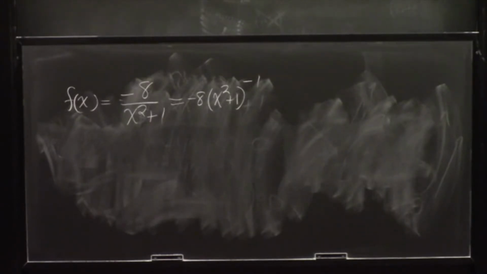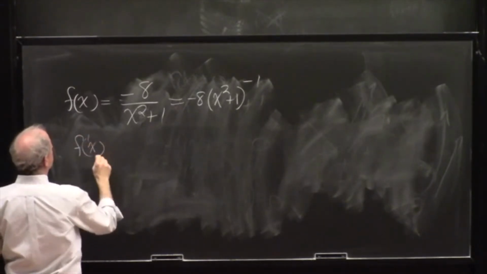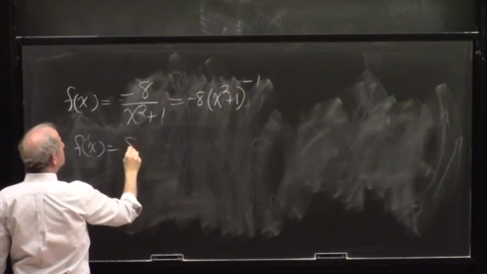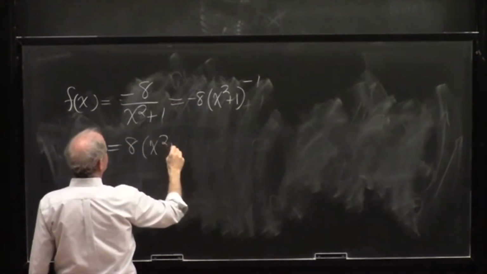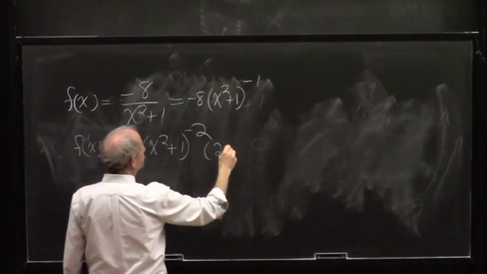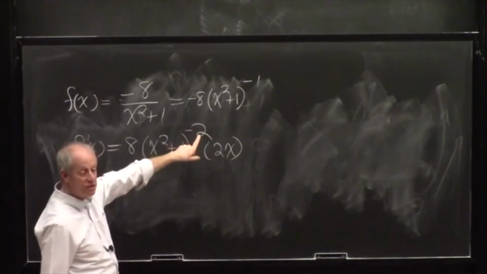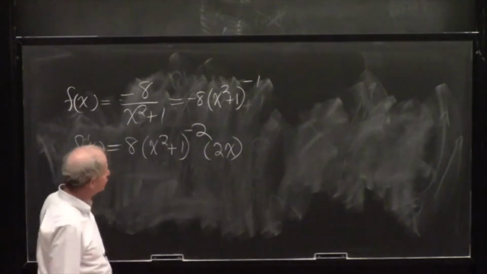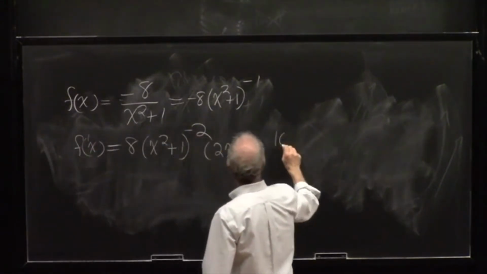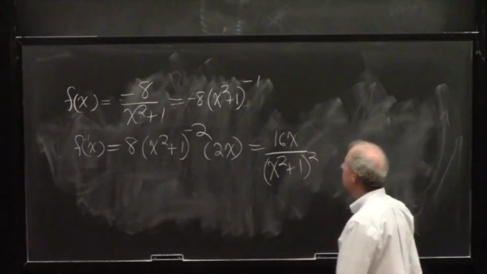So it's a chain rule. We got f prime of x. Bring down the negative 1, and you get positive 8, x squared plus 1 to the minus 2, times the derivative of the inside. So again, do the derivative of the outside part, that's the negative 1, x squared plus 1 to the negative 2, times the derivative of the inside. So this is chain rule, which we could then rewrite as 16x over x squared plus 1 squared.